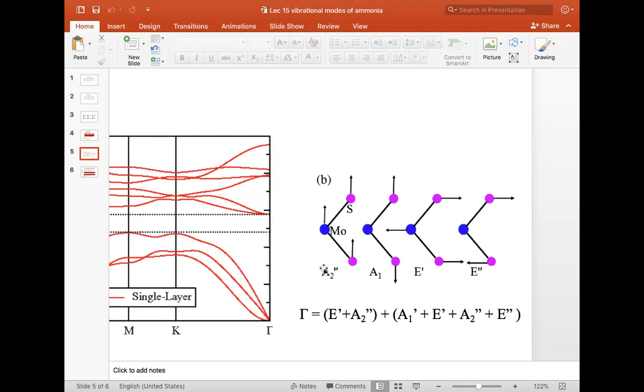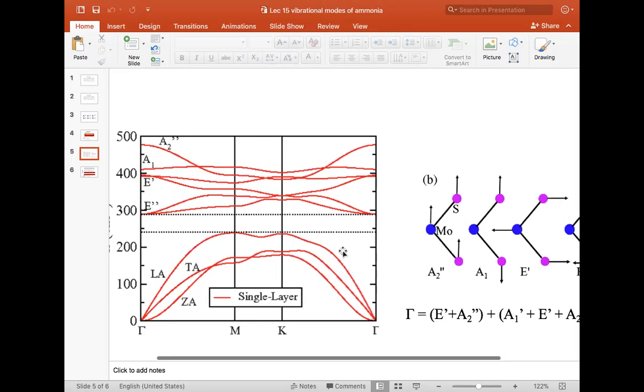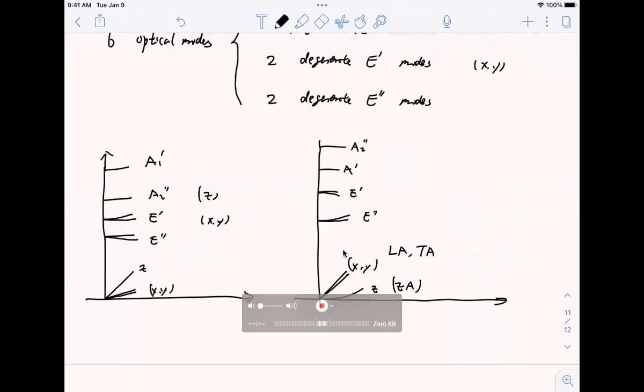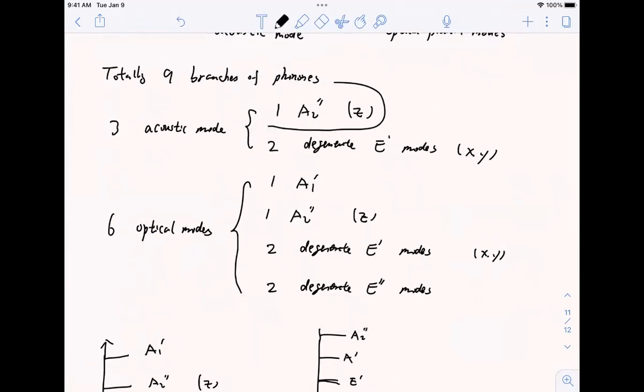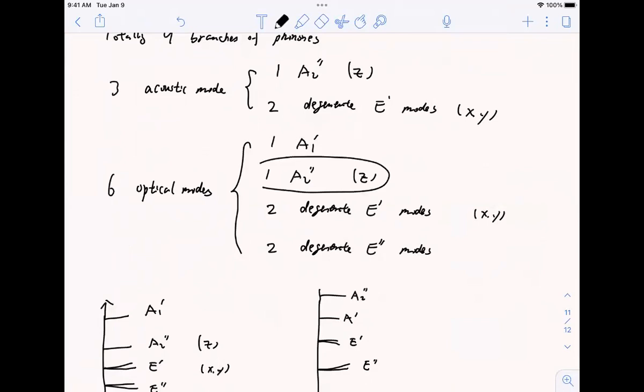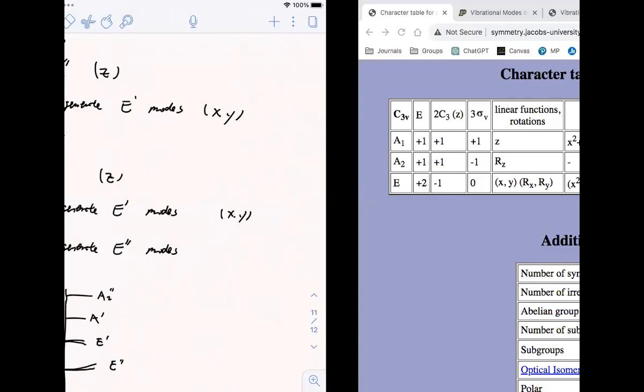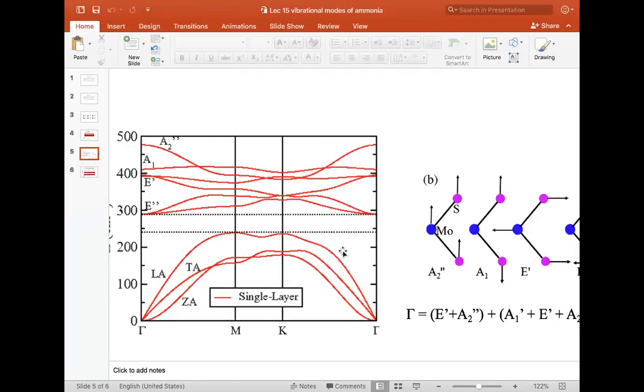Okay. When you go to A2 double prime, what is A2 double prime? A2 double prime means all of these go in the same direction. So let me see, A2 double prime. Now this is A2 double prime. All of them go in the same direction. So that is an acoustic mode. But you also have the one for the optical mode. Let me see, how does it work?